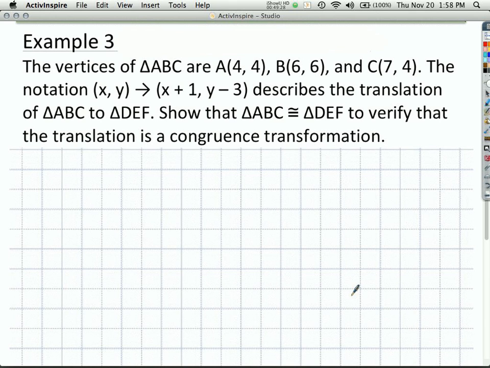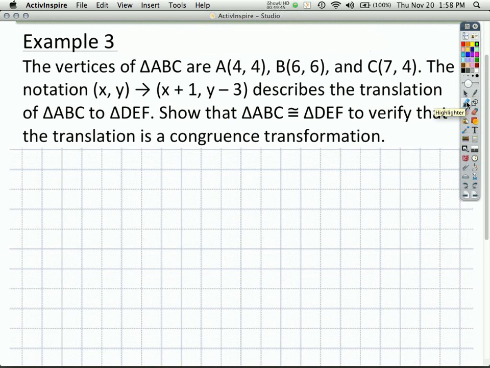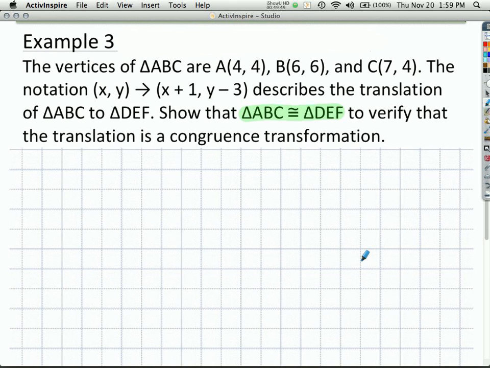So we have a triangle, ABC. Here are the vertices. We have coordinate notation that describes a translation to another triangle, DEF. So we're going to do that. But here's the element that we're going to add in. We want to prove that the 2 triangles are still congruent.